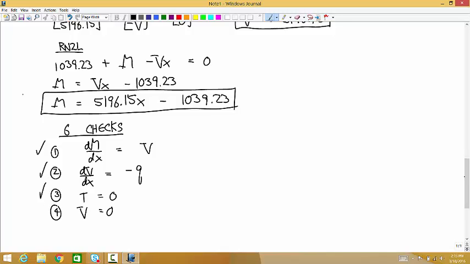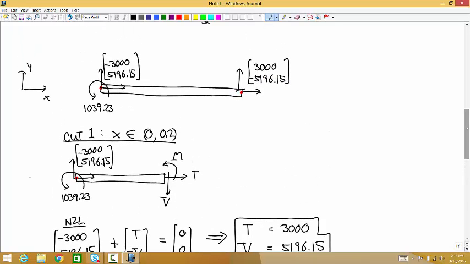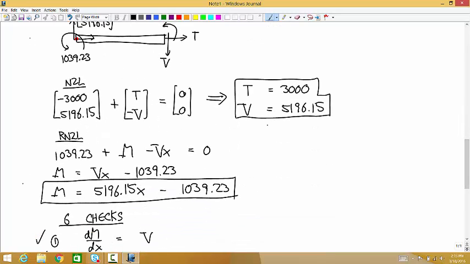Is there a vertical point force at the left endpoint? Yep. Right endpoint? Yep. And so those should both be non-zero, and that's what we got.